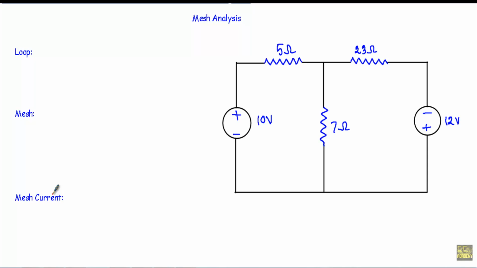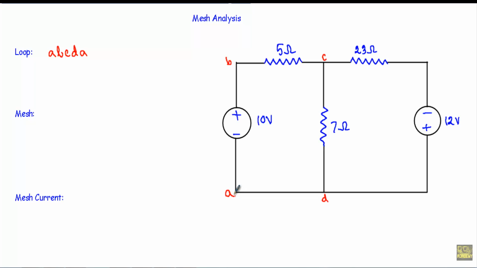Now let me clarify this. Let's say in this circuit I have started my journey from this point. Let's say this is our A point, as this is a junction. Let's say this is our B point, as this is a junction. This is our C point and this is our D point. Now let's say I'm moving like this, A B C D A.